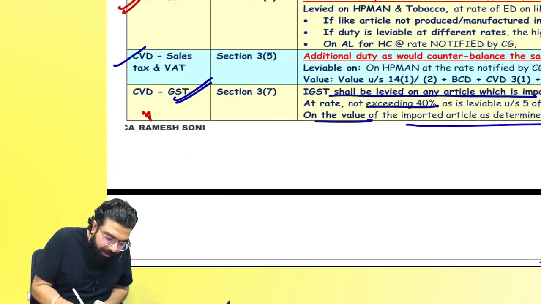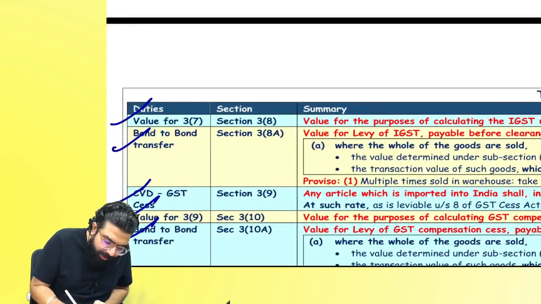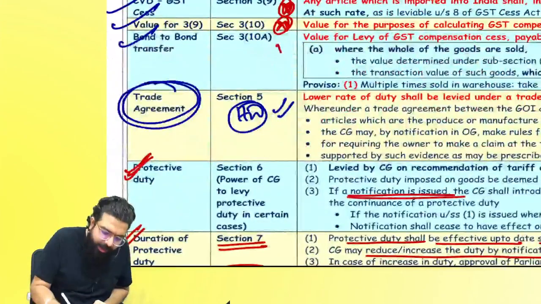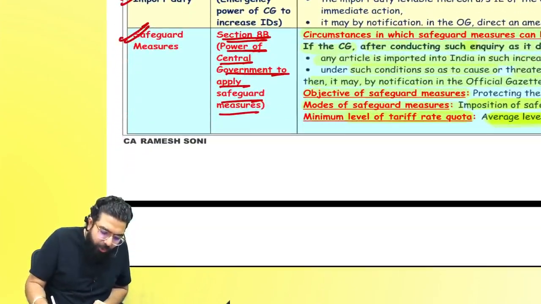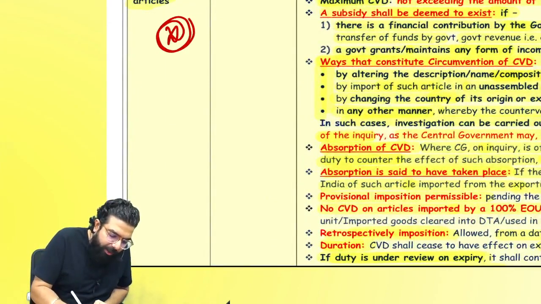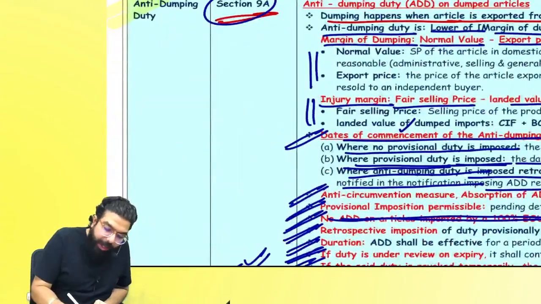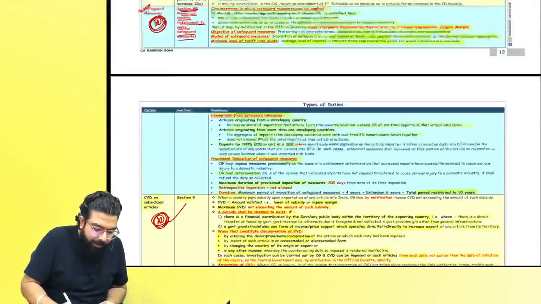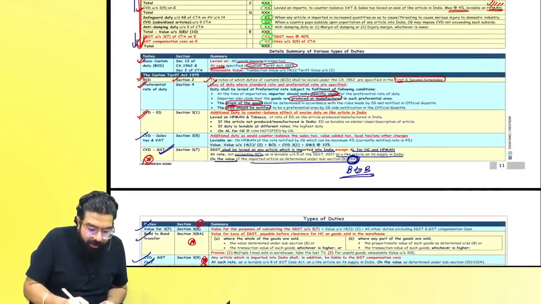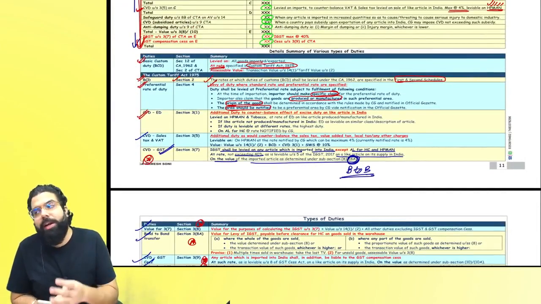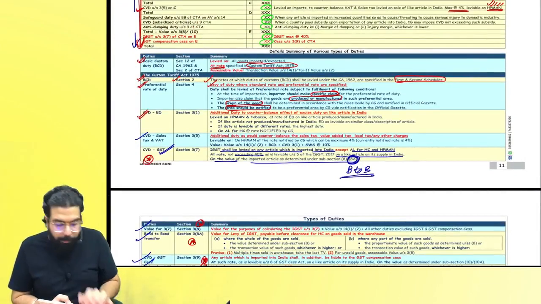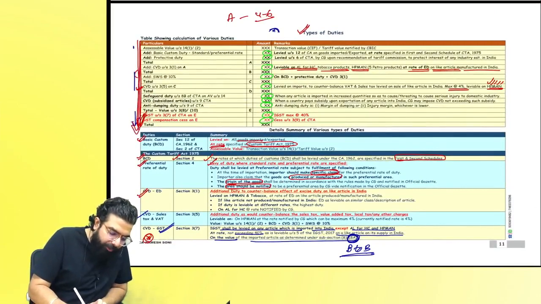Secondly, you should remember section 3.7. You should remember sections 3.8, 3.8A, 3.9, 3.10 and 3.10A. Besides this, safeguard measure is also very important. In that, CVD on subsidized article is also very important, and anti-dumping duty is also very important. These five points, anti-dumping duty, CVD on subsidized article, safeguard measure, and sections 3.7 to 3.10, are very important, and this flow is very important for your exam.